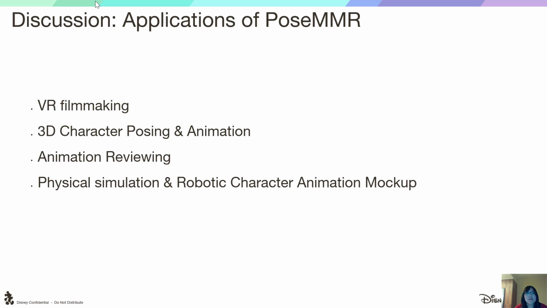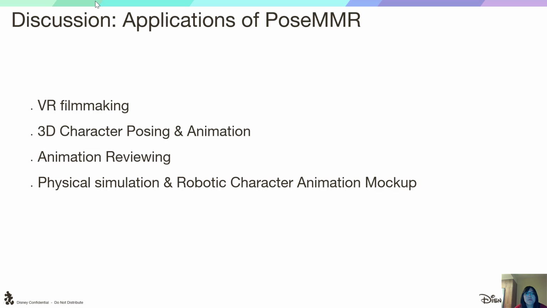So that is about our system and the different animators' comments on it. So what are the applications of PoseMR? We list a couple of examples. One of the most straightforward is virtual reality filmmaking. After people pose and animate characters in 3D, they can directly export as FBX and send it into Unity or Maya to do additional adjustments, and then they can use it directly for VR filmmaking.